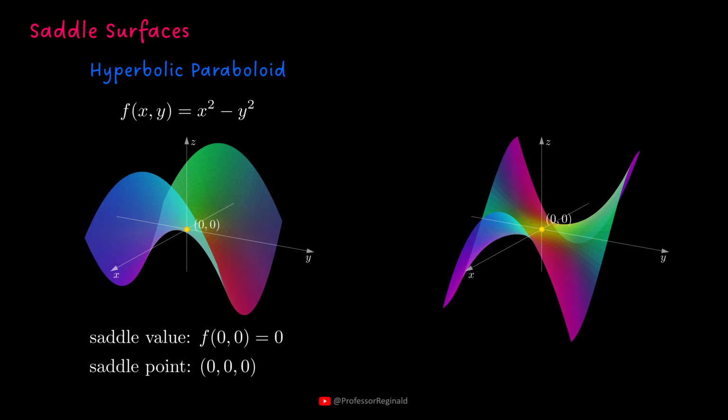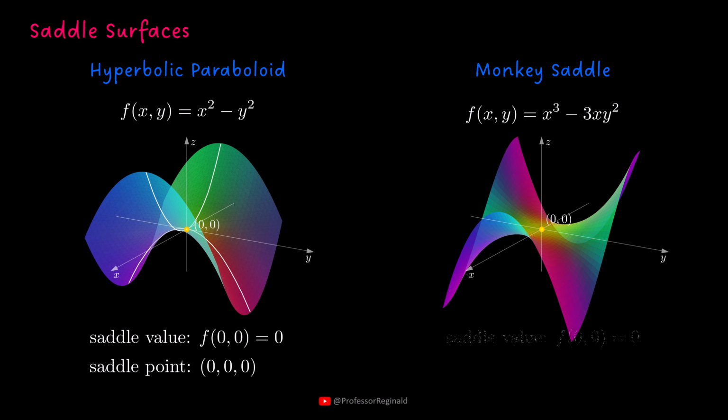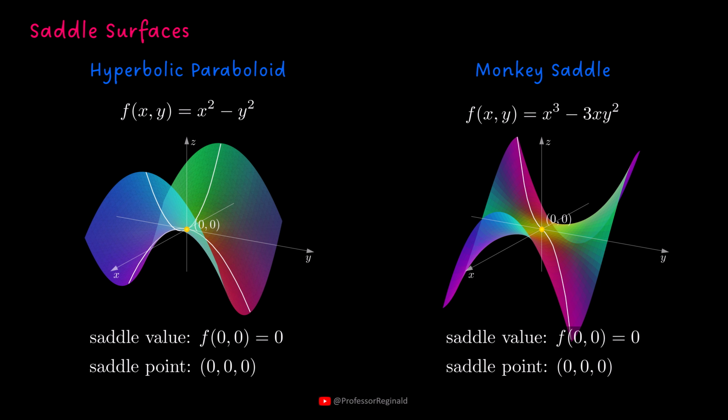The saddle point is a relative minimum when the surface is traversed in the x direction. But the saddle point is a relative maximum when the surface is traversed in the y direction. The second surface is a monkey saddle with the following equation. This is the value of the function at the critical point. So the saddle point has the following coordinates. The saddle point is not a relative extremum when the surface is traversed in this direction. And the saddle point is also not a relative extremum when the surface is traversed in this direction.